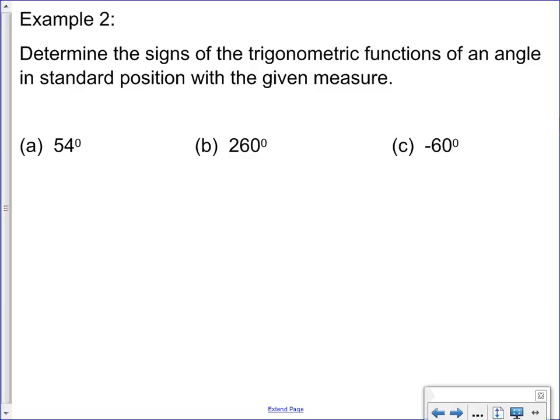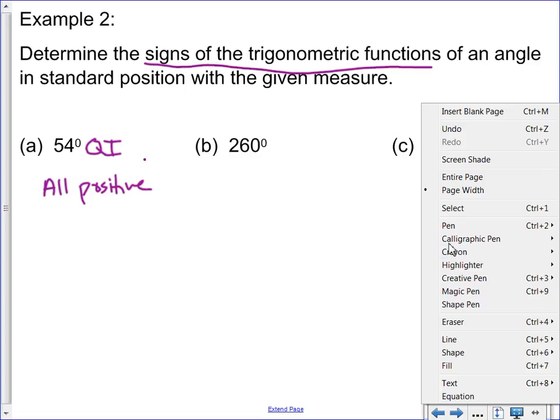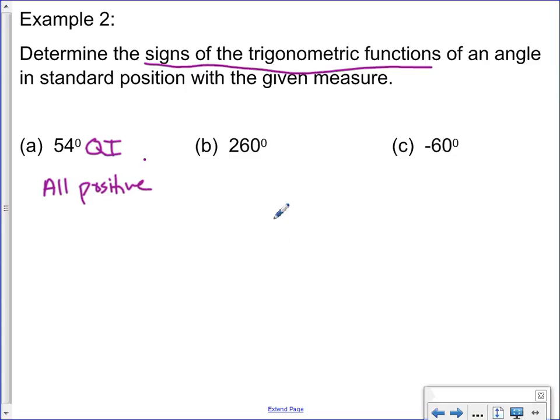All right, 54 degrees. 54 degrees is in what quadrant? This is in quadrant 1. So therefore, the signs of all the trig functions would be positive. All positive. Okay. 260 is in which quadrant? It's in quadrant 3.